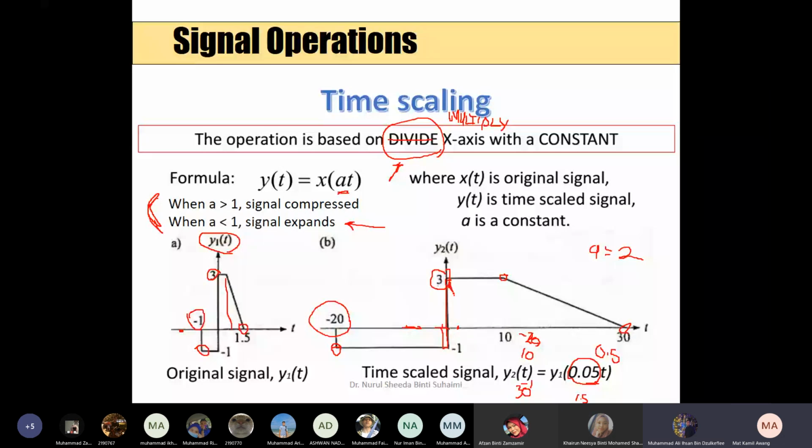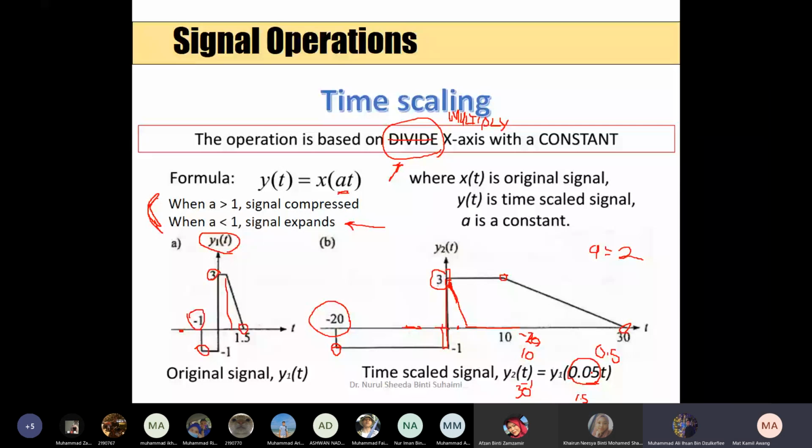And at t equal to, let's say, 1.5, 2 times 1.5 is 3. What is the value at 3? It is 0. At 1.5, it's already 0. So basically that is compressed. It's compressed further. So basically you have to do that.